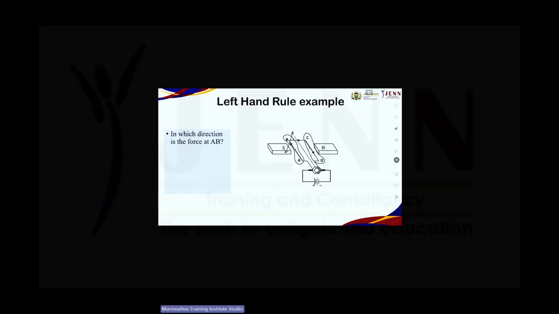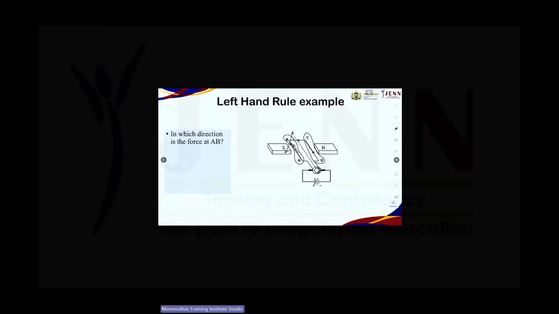So take your finger. Remember, we're working with our left hand, and you point your finger from north to south, so the tip of your finger should point from north to south. And then you will see that we have our current. If I look at my current, then my middle finger is going to point away from me. And then you will see that your thumb is going to point upwards, which means that AB is going to move upwards.